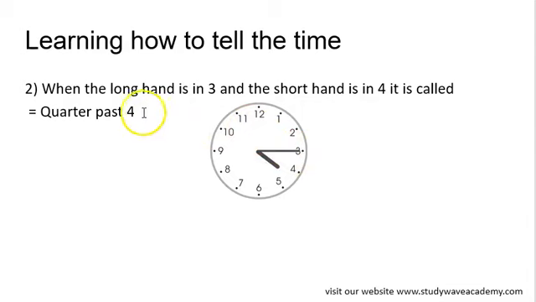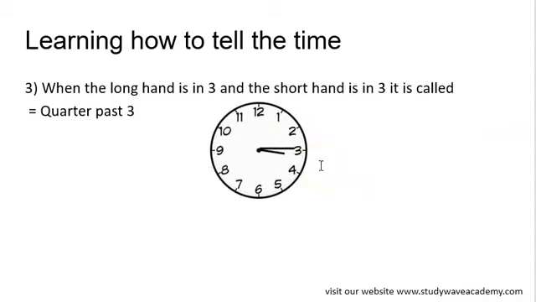We have another example here. When the long hand is in 3 and the short hand is at 4, it is called what? The long hand is at 3 and the short hand is at 4. It is called quarter past 4. Okay, the short hand tells us about the hour. The hour is 4, and the minute hand tells us how much time has passed. And it says it's quarter. So quarter past 4. Okay, do we understand?